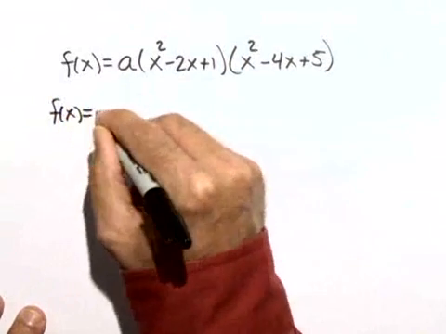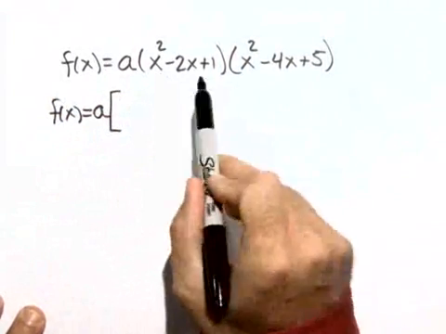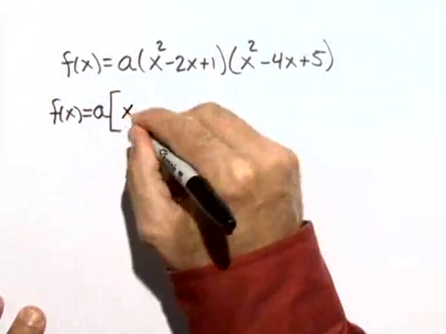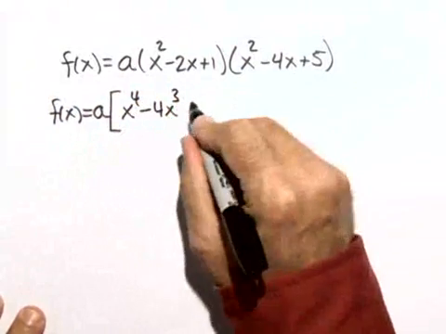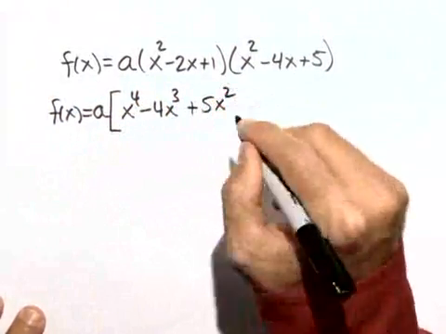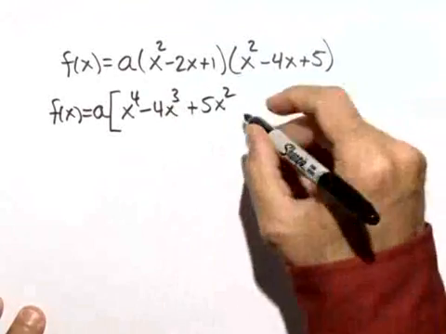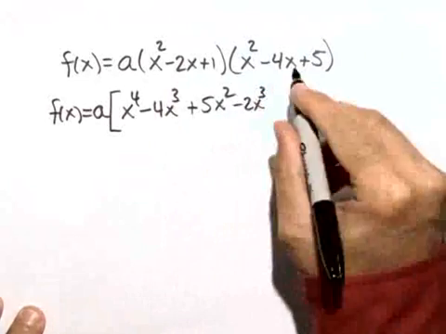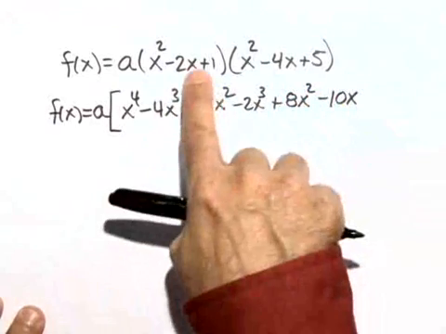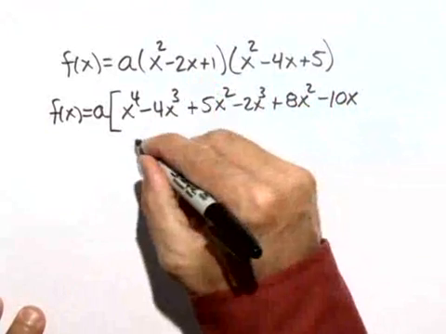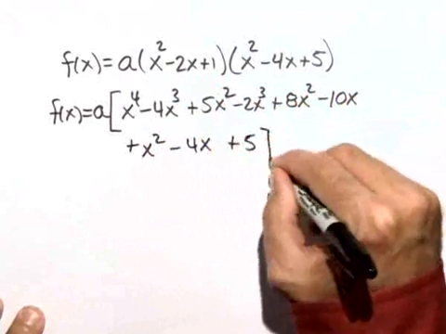Again, I'll leave the a, our leading coefficient, out in front. And let's multiply. Let's take x squared and multiply it through first. That gives us x to the 4th power minus 4x to the 3rd power plus 5x squared. Now we'll take the negative 2x and multiply that through the last factor, giving us negative 2x to the 3rd power plus 8x squared minus 10x. And finally, we'll take the 1 and multiply it through, giving us plus x squared minus 4x plus 5.